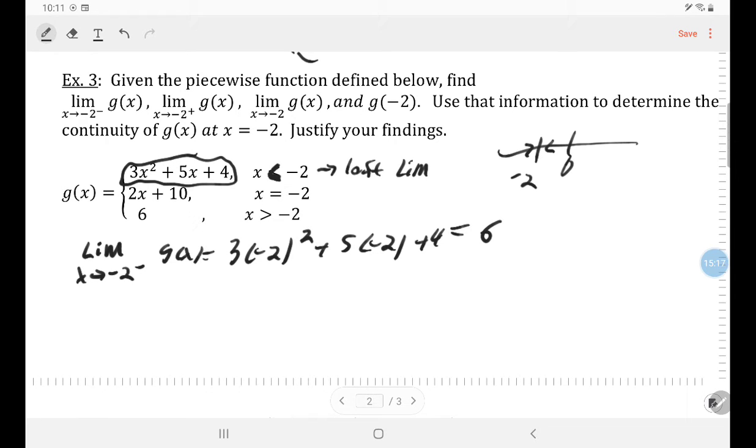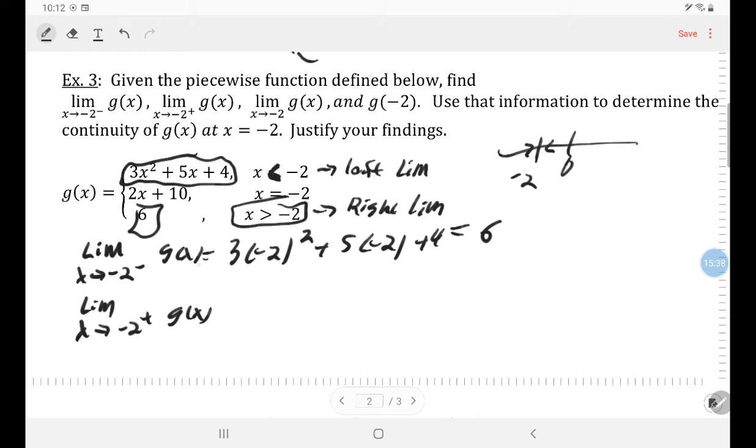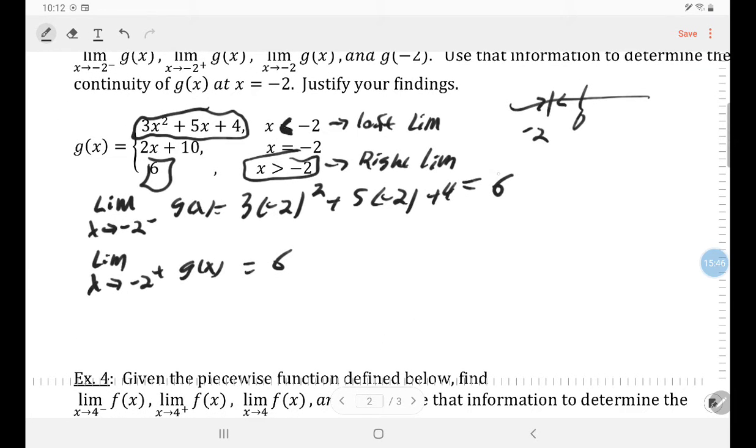Let's do our right limit. So I need numbers bigger than negative 2. So my limit as x approaches negative 2 from the right of g of x. And here's where I got bigger than, so that is my right limit. And the function I plug into is, well, I don't. It tells me my limit from the left is just 6. There's nothing to plug into. So left limit 6, right limit is 6. My two-sided limit of g of x at -2 is also 6.